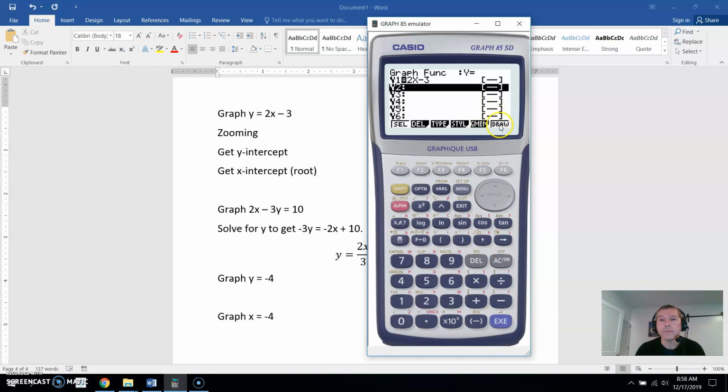Then click the draw button right here, or F6 since it's above F6, but you can click that and it draws the graph right there. So that's the graph of that function.